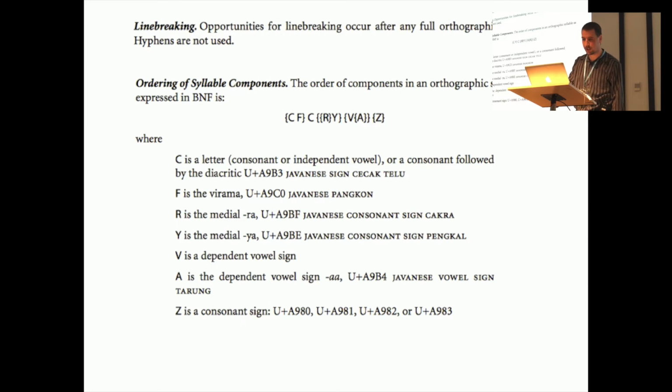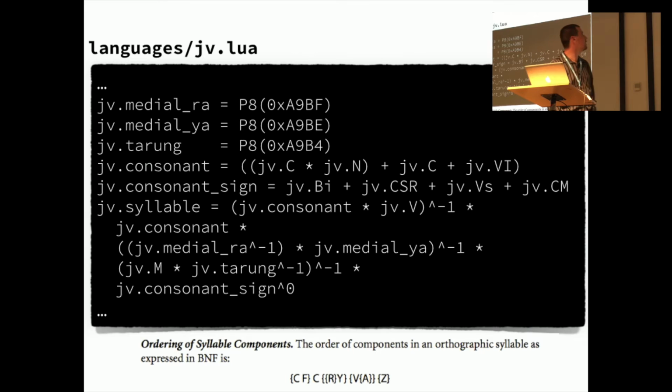So I took that information and I converted it into a piece of Lua code. Lua is a fairly simple computer programming language. This is the core of what I wrote that morning. And hopefully you can see the isomorphism here between this description of the syllable, consonant, here, there must be a consonant here, you've got medial ra, you've got medial ya, which are optional, and so on. So there's an isomorphism there, hopefully, between the description and the code.